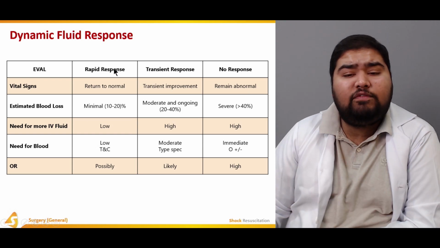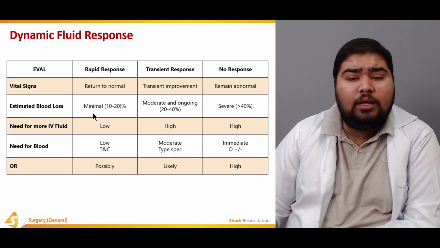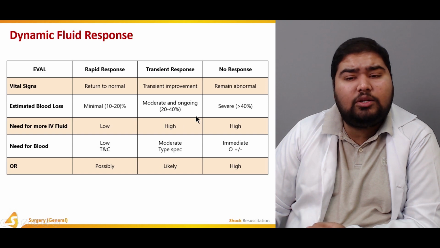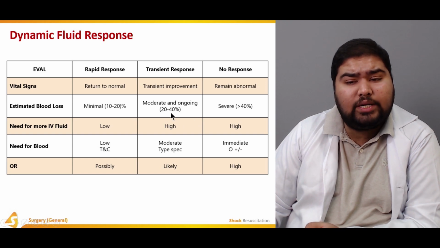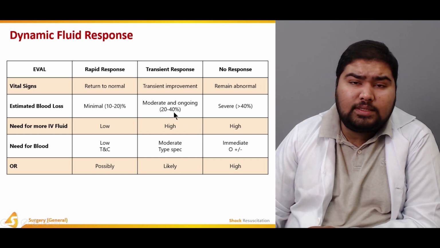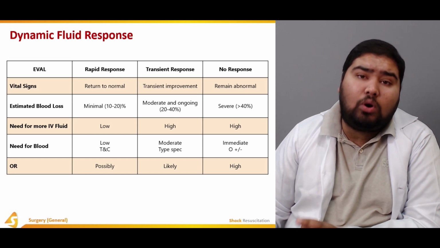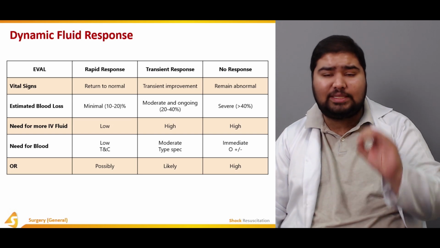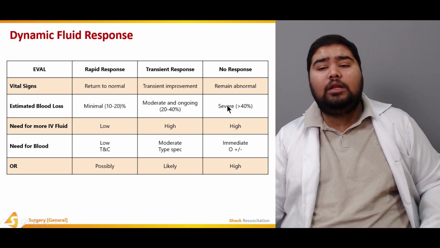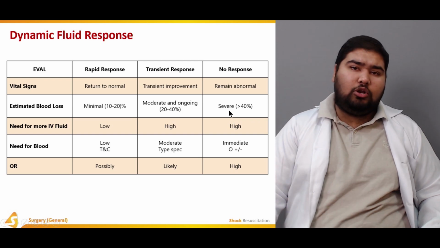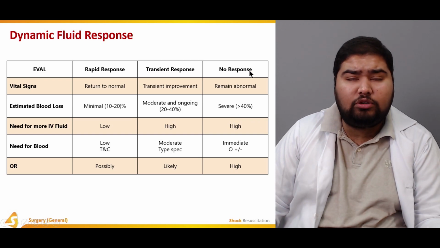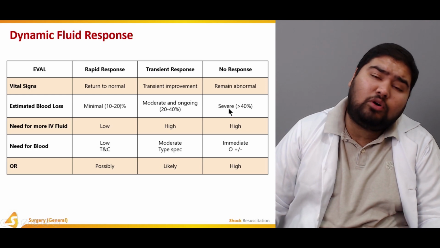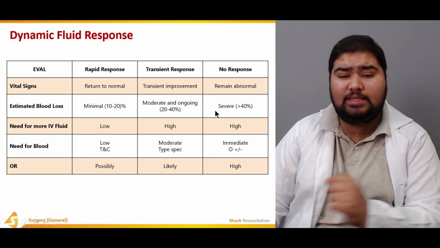Now, if the patient responded rapidly, there's minimal loss of the fluid in the patient, that is 10 to 20%. In transient response, there's about 20 to 40% loss already, and the loss is ongoing. So it's important to evaluate that patient for the loss, that is for the hemorrhage. In severe loss, in patients who do not respond to fluid therapy, there has been severe loss and they might already be in the decompensated stage.